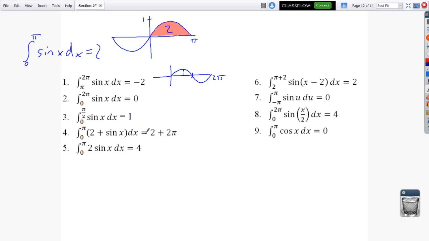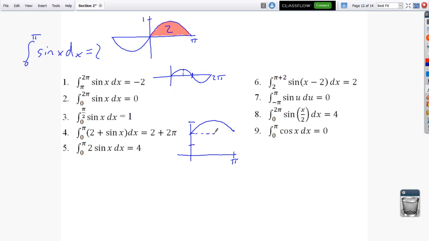This one down here, number 4, is probably the most missed problem that I've seen ever as far as interpreting graphs with definite integrals. Let me show you what happens with number 4. So I'm going to draw the graph of 2 plus sine of x. Give me 1 second to draw that. So that plus 2 really shifts the graph up 2 units.